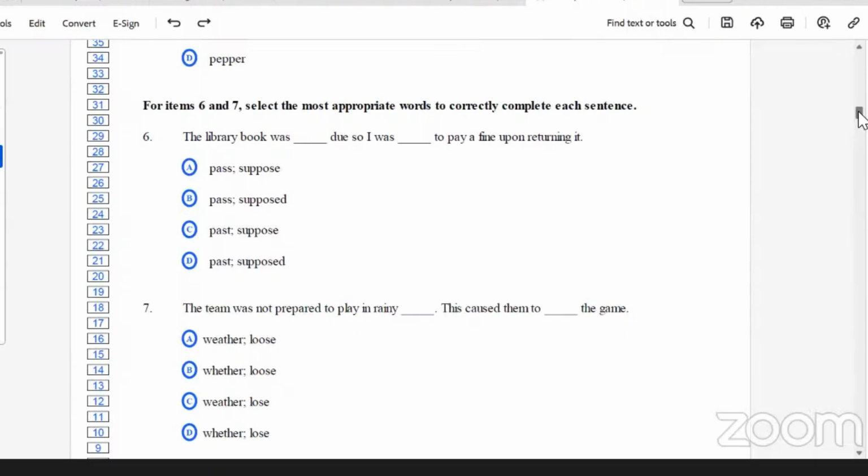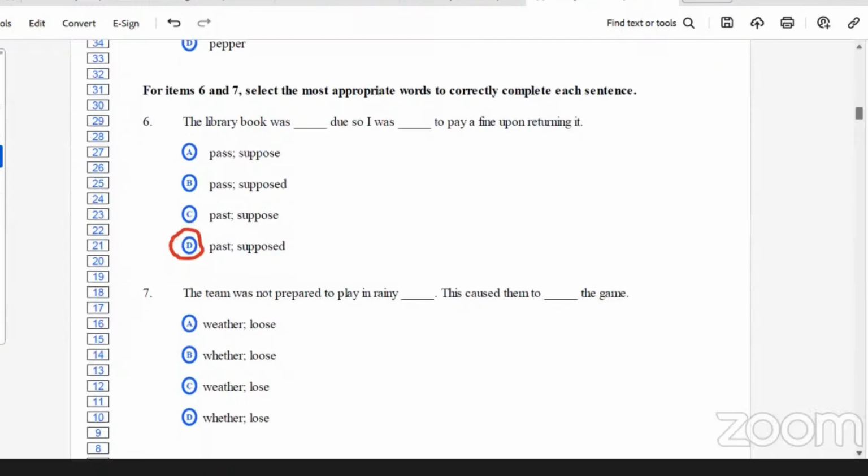For items 6 and 7, you're going to select the most appropriate words to correctly complete each sentence. Number 6, the library book was blank due, so I was blank to pay a fine upon returning it. The correct answer would be D, the library book was past due, so I was supposed to pay a fine upon returning it.